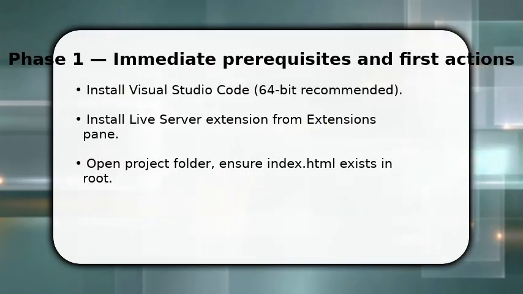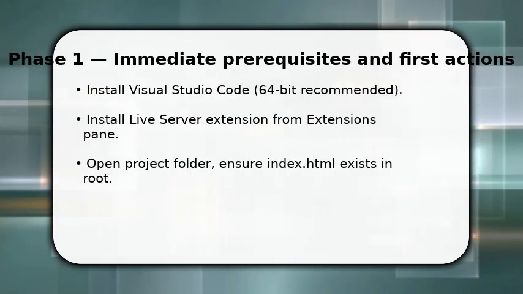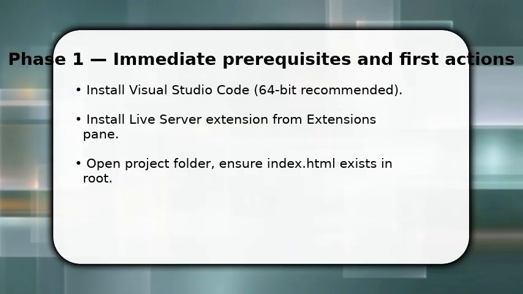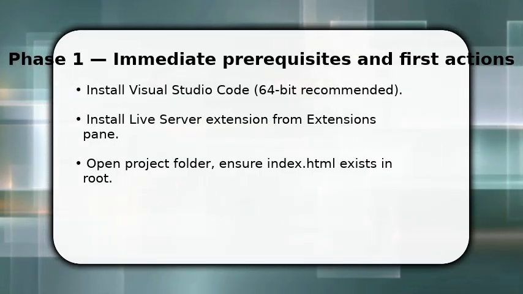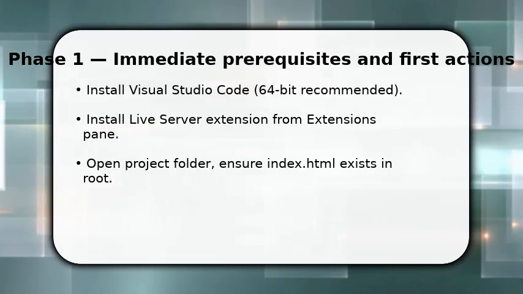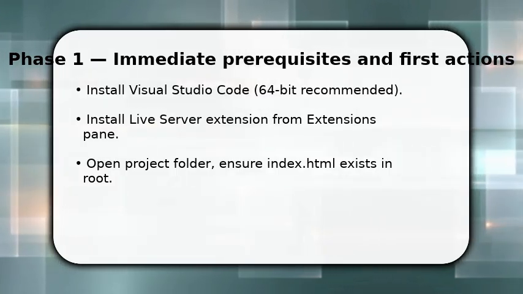You start with two essentials, VS Code and the Live Server extension. Once you have both, open your project folder in VS Code so the workspace is active. Now locate your HTML file, typically index.html, in the Explorer. You need a valid HTML entry point.